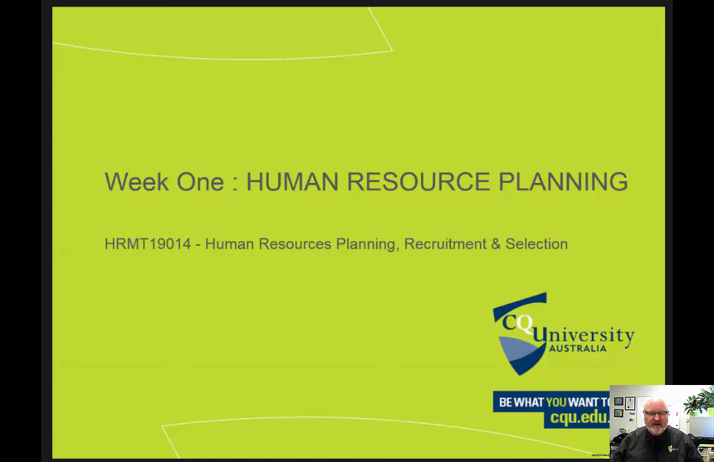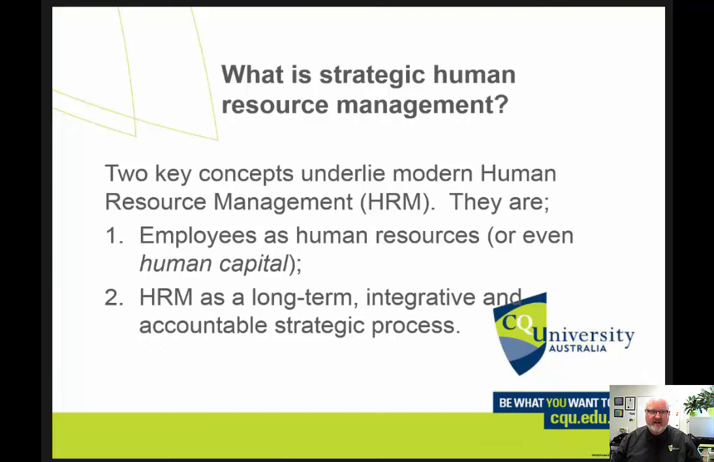If you move through the slides, we'll start here at what is strategic human resource management. And there's two key concepts that underlie modern human resource management. They are employees as human resources, and some people even refer to it as human capital. And what that means is looking at human beings as how they coordinate and organize themselves with other resources, other factors of production to provide outcomes for stakeholders and consumers that provides value to those stakeholders and consumers, and so that the business is sustainable.